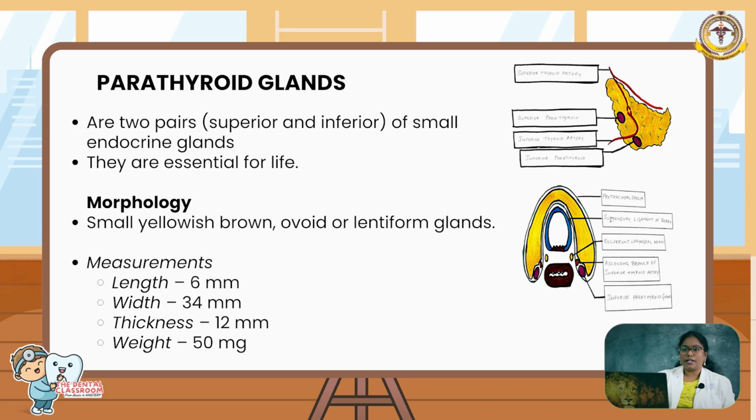Next, the parathyroid glands are two pairs of small endocrine glands. They are essential for life. Morphology: a small yellowish brown ovoid or lentiform gland. The measurement: the length is 6 mm, width 3 to 5 mm, thickness 1 to 2 mm, and it weighs 50 mg.